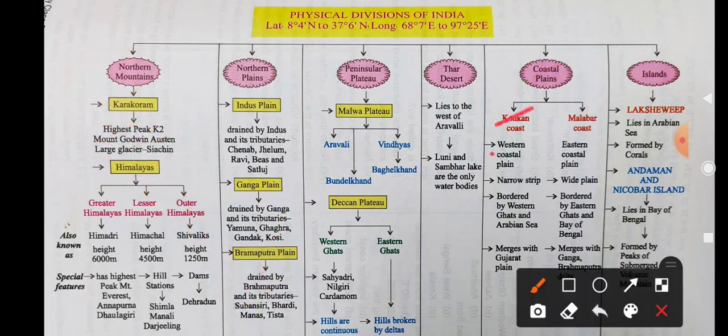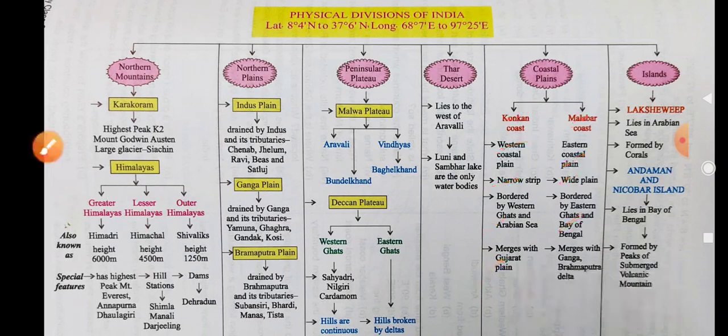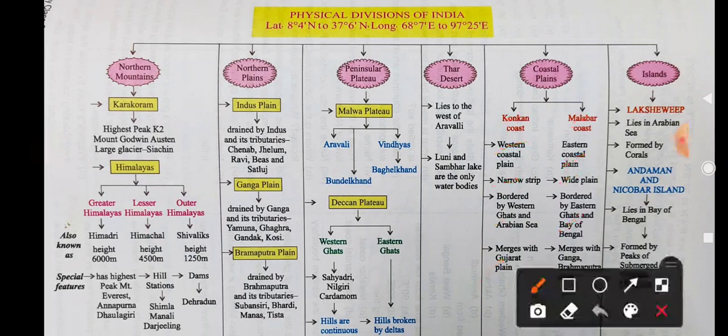So it is the western coastal plain, a narrow strip bordered by the Western Ghats and the Arabian Sea, which merges with the Gujarat plain, as I already explained to you. In the Malabar coast, the eastern coastal plain, wide plains bordered by the Eastern Ghats and the Bay of Bengal, merge with the Ganga and Brahmaputra delta. Malabar, actually, the name is written wrong here.